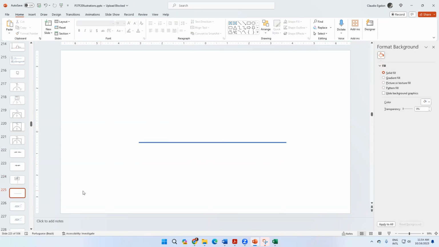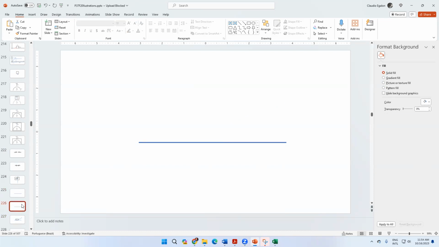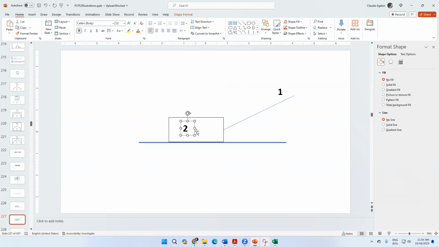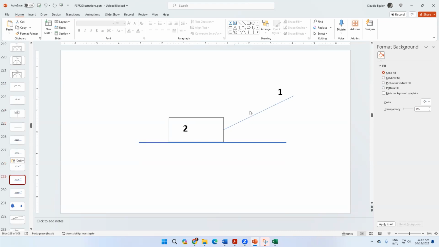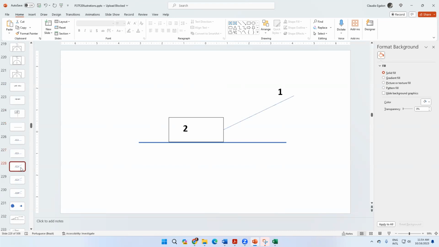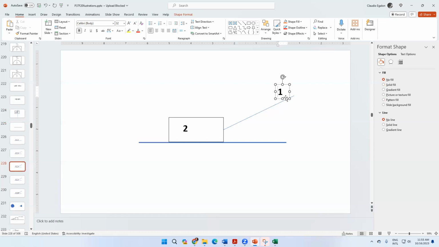Okay, the surface of the object. We put object 2 here. I'll call that object 2. And then we attach a string to this object right in here, a string to this object. The string is going to be object number 1.